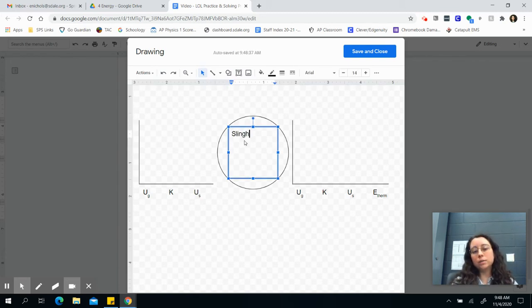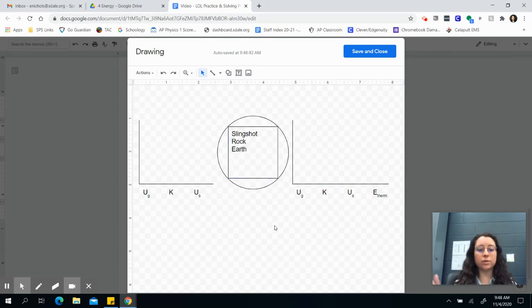So we know we have a slingshot. We know we have a rock. We know we have the Earth. That's all the objects in our system. We know that there is no kinetic energy in our initial snapshot. I'm also going to say there's no height, because we don't have any information numerically about height, so we're not going to deal with that. We're just going to say that the height for the slingshot is 0 in the initial snapshot.